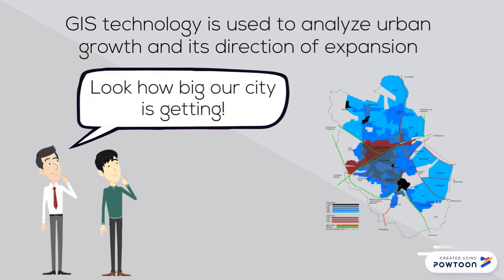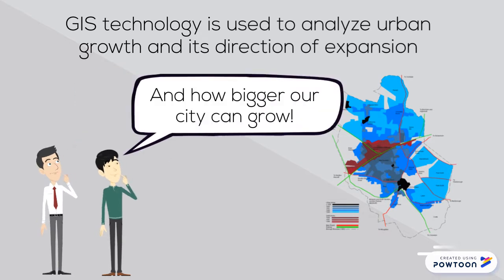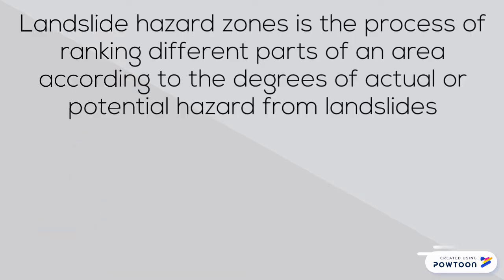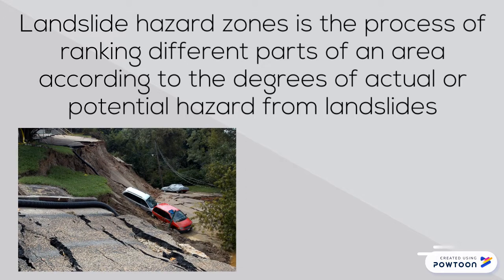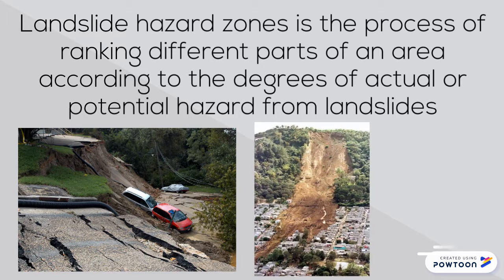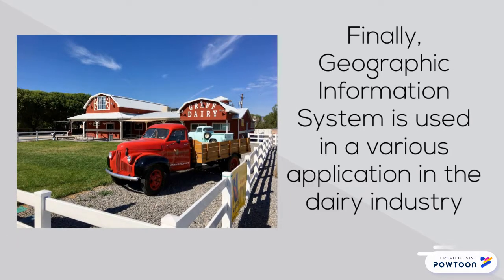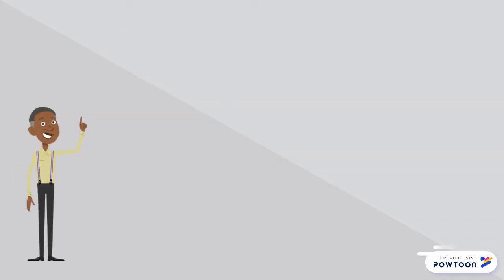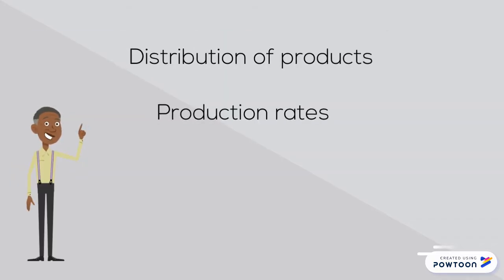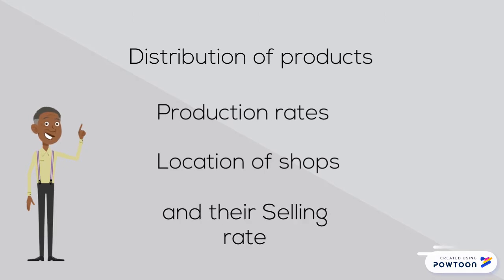GIS technology can be used to analyze urban growth and its direction for expansion, and to find suitable sites for further urban development. Landslide hazard zones. Now, this is a process of ranking different parts of an area according to the degrees of actual or potential hazards from landslides. Finally, geographic information systems can be used in various applications in the dairy industry, such as distribution of products, production rate, location of shops, and their selling rate.